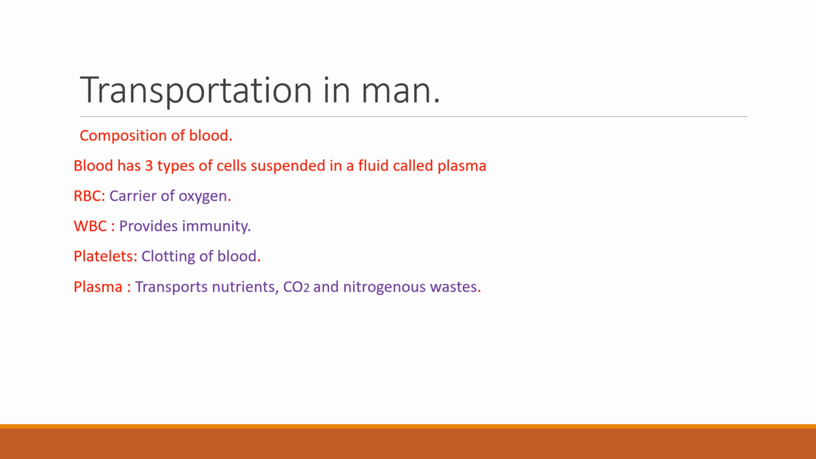The first type of cell is the RBC, which is a carrier of oxygen. The second type of cell is WBC, or white blood corpuscles, which provides immunity. The third type is platelets, which is involved in clotting of blood. Plasma is the medium in which these three cells float, and plasma's role is transportation of nutrients, carbon dioxide and nitrogenous waste material.